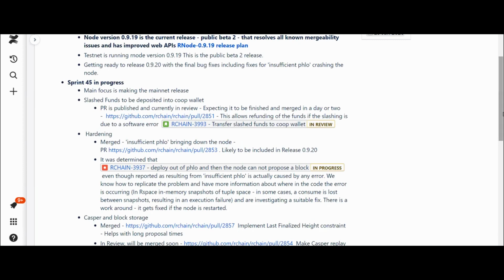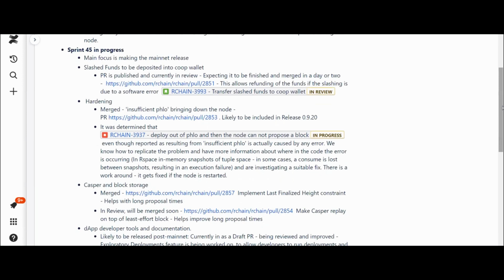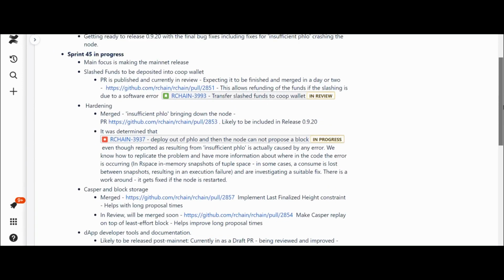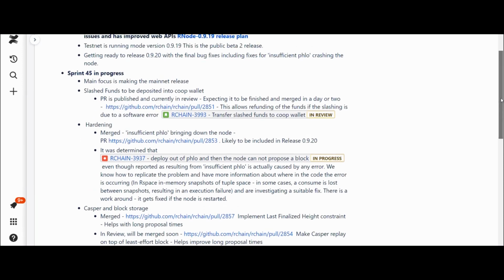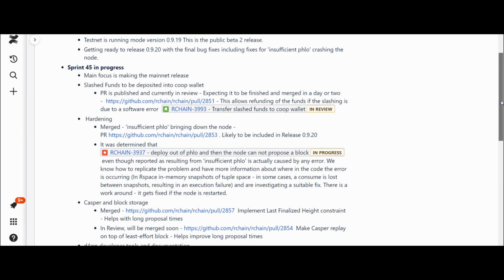So we are basically chipping away at the couple of issues that we knew were outstanding. The slashed funds being moved to the co-op wallet should be in within the next day or so. That should be coming into the 0920 release, which is what we're working towards right now. 0919 is running in the testnet. 0920 should have these other fixes.